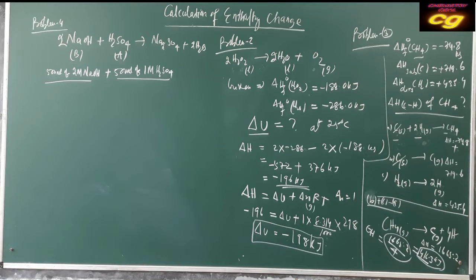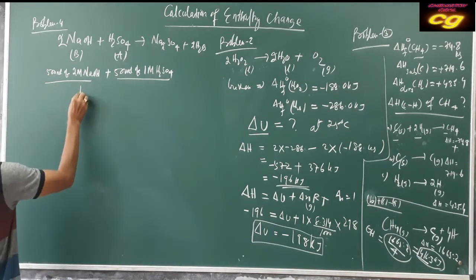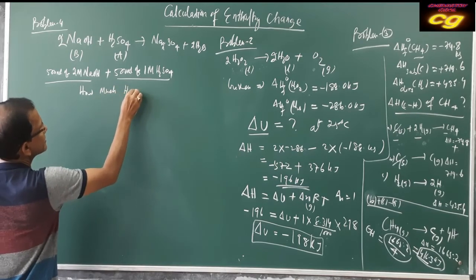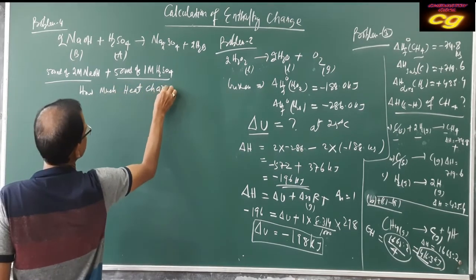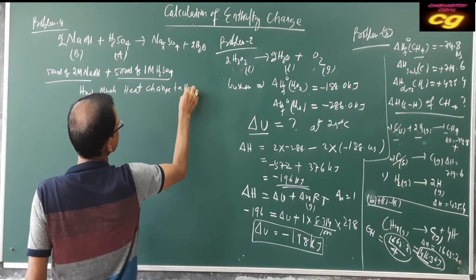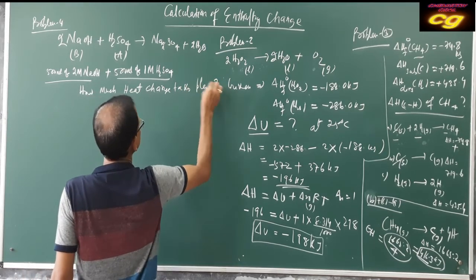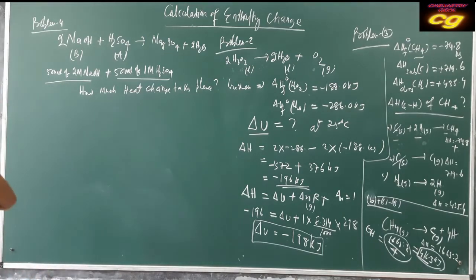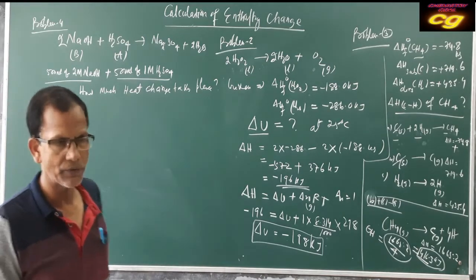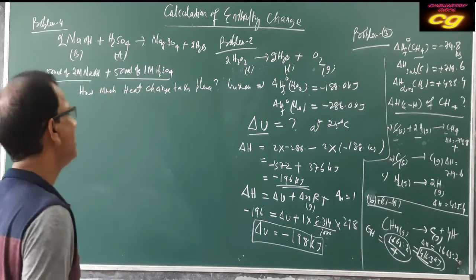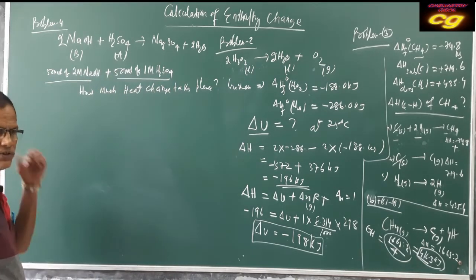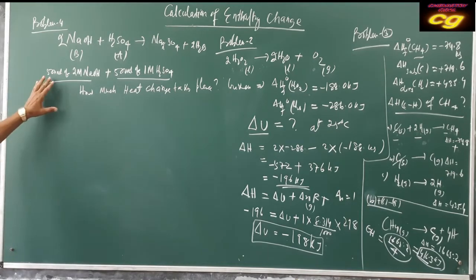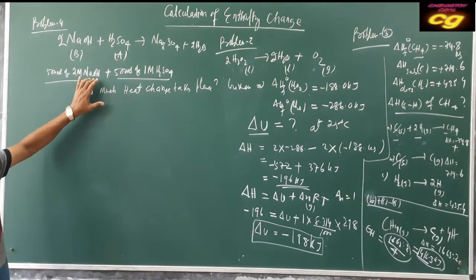So the question is how much heat change takes place. That means how much heat is produced. This is the question. We have to apply the enthalpy of a neutralization reaction, enthalpy change in terms of neutralization. Just you see, 500 ml 2M NaOH contains how many OH minus?